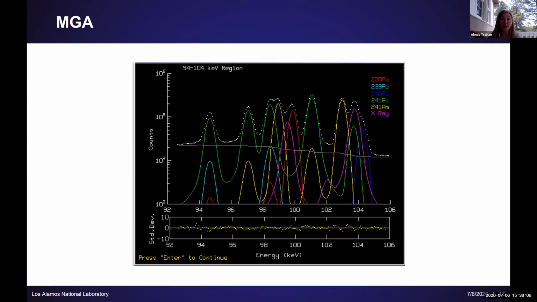One, why you really can't do this on your own. It's very hard to disentangle all of the different contributions to your measured signal, which is that white dotted curve up there.